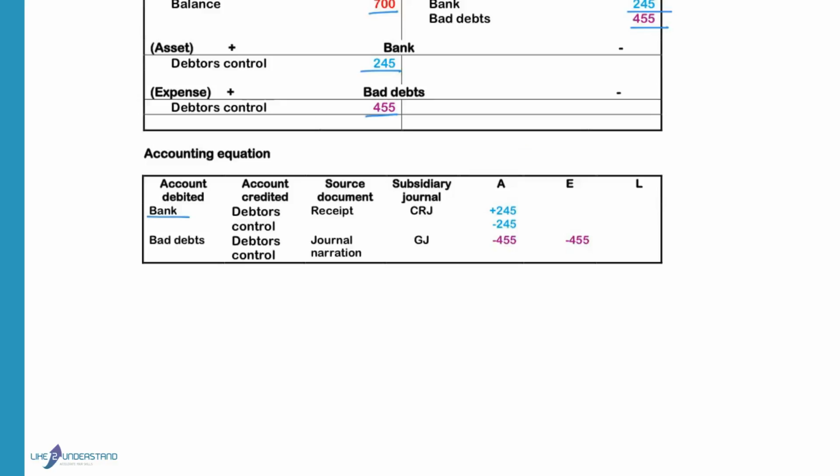Bank increases on the debit side, so assets increase. Debtors control on the credit side will decrease assets. A receipt is issued as proof of payment. Bad debts is debited to increase expenses. Expenses decrease the profit. Debtors control will decrease my assets, and when we write off bad debts, we will record it in the general journal, and we will use a journal narration as source document.